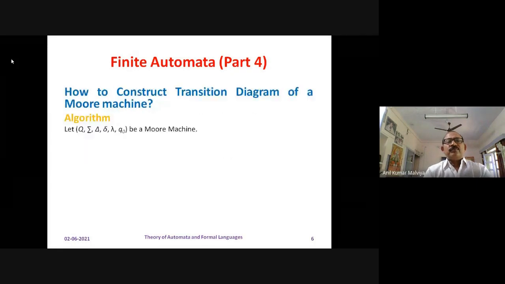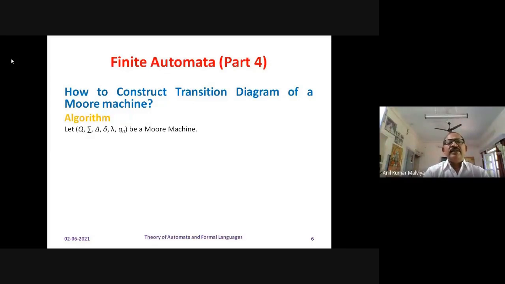Next question. There are three ways we can represent a Moore machine: with the help of a mathematical model, meaning with the help of tuples Q, sigma, capital delta, delta, lambda, Q0; next with the help of a transition diagram; and next with the help of a transition table. Okay. Suppose we have a Moore machine and we want to draw a transition diagram.